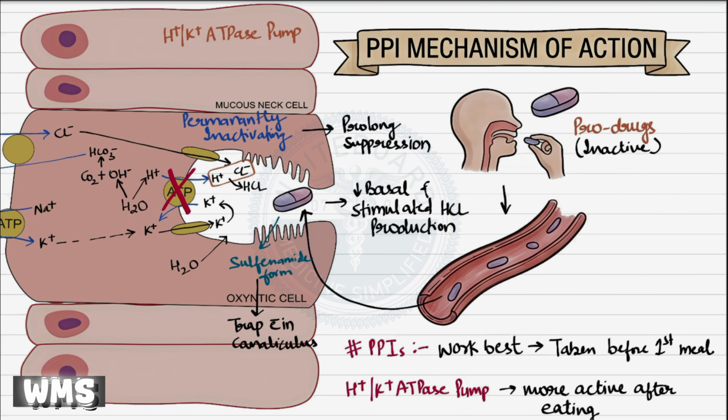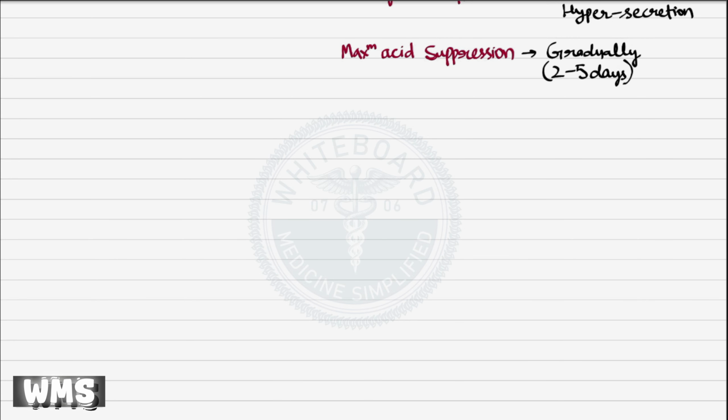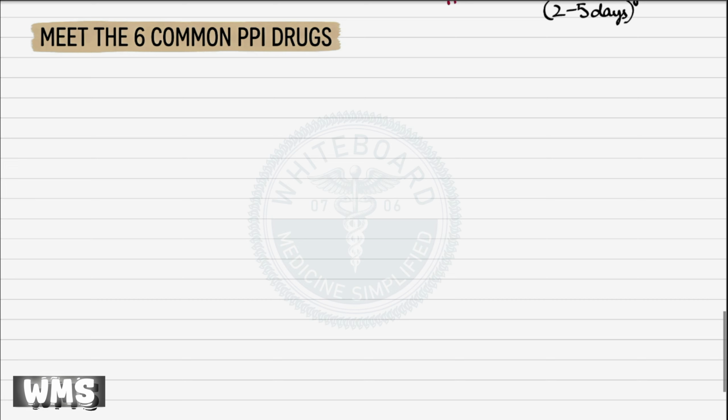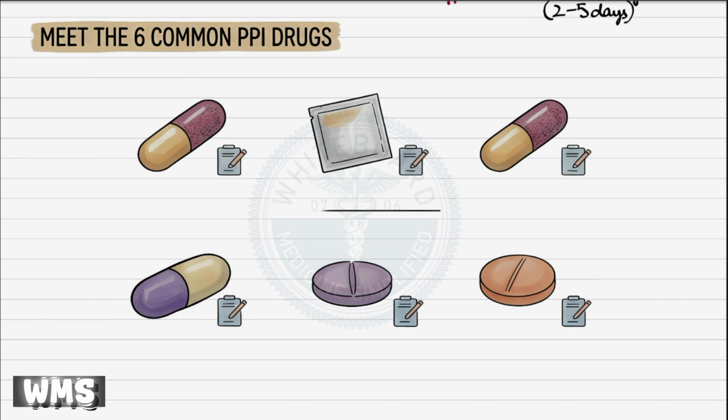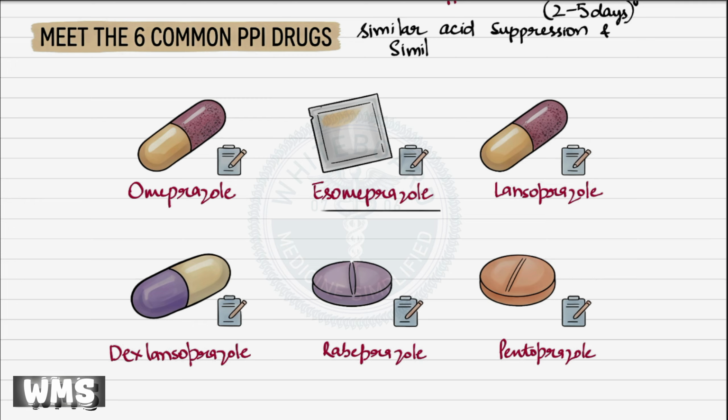Now, after the mechanism of action of PPIs, let's briefly look at the different drugs available in this class. Currently, 6 proton pump inhibitors are commonly used in clinical practice, namely Omeprazole, Esomeprazole, Lansoprazole, Dexlansoprazole, along with Rabeprazole and Pantoprazole. Although these drugs differ slightly in their chemical structure and pharmacokinetic properties, they all work through the same fundamental mechanism. Therefore, when given at comparable doses, all PPIs generally produce a similar degree of acid suppression and have equivalent clinical efficacy.